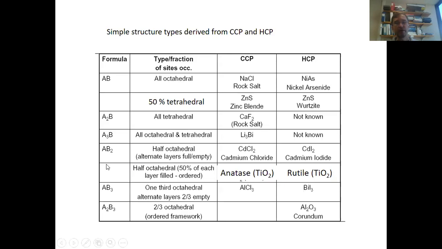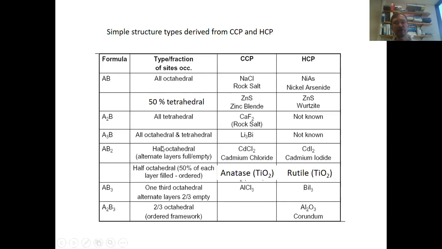All right, then we discussed we can realize the composition AB2 also when we fill half of the octahedral holes. And there are two possibilities. The first possibility is that we fill alternate layers of octahedral holes. In the cubic close-packed structure, we arrive at the cadmium chloride structure. In the hexagonal structure, it is called the cadmium iodide structure.